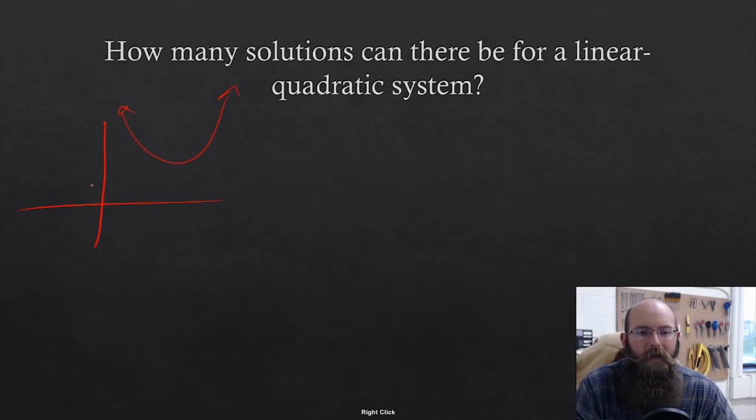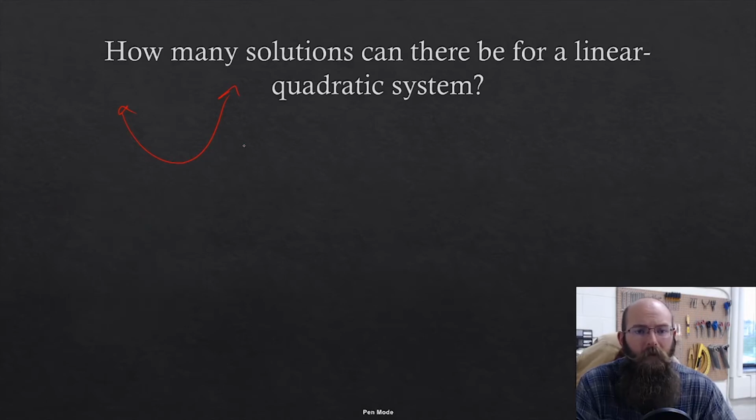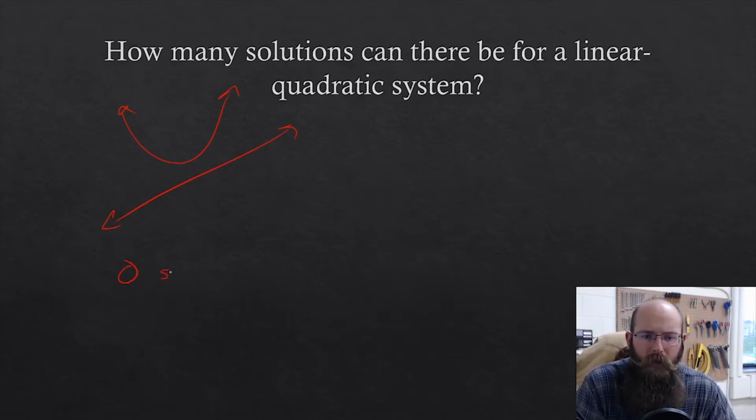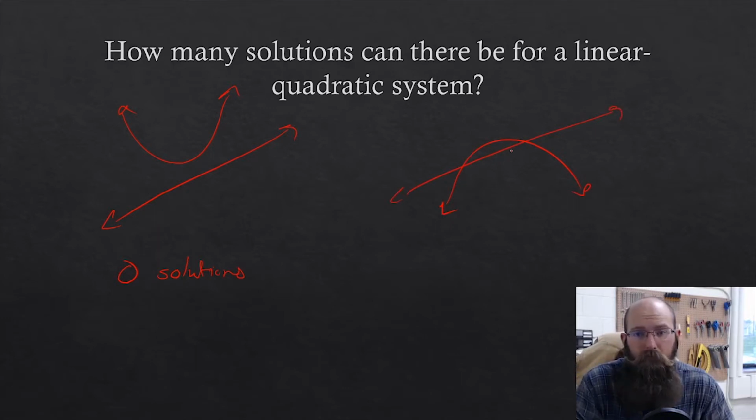I'll erase the coordinate grid because that part doesn't really matter. And let's put a line here. How many times do these two things cross? 0. So that means 0 solutions. But that could be different, right? So what if I had, let's put a parabola here, and let's have a line go right there. How many solutions? 2. 1 here and 1 here. 2 solutions.